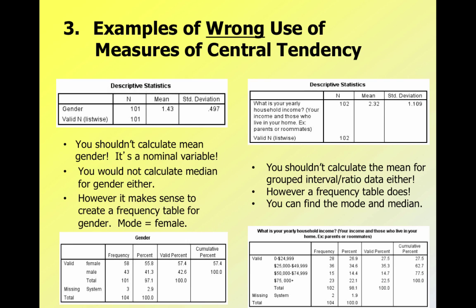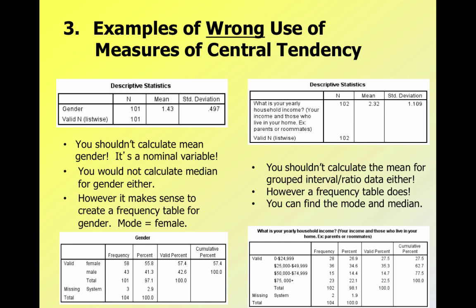Well, in this case, we can somewhat make sense of a mean. But again, if we just look at this 2.32 mean, it makes no sense at all as far as how we interpret the variable of household income. By looking at a frequency table, we can then say, yes, it makes sense, and we can say that the mode household income is $25,000 to $49,999.